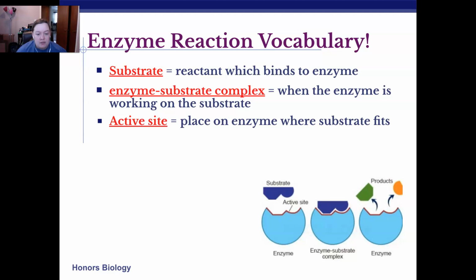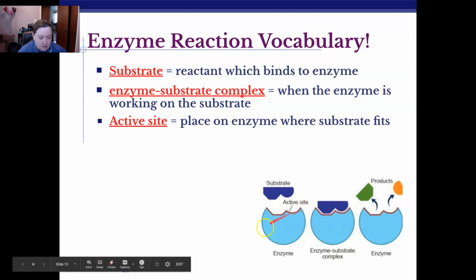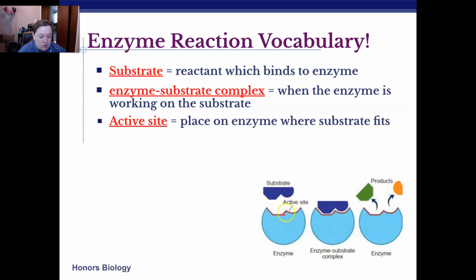The active site is the place on the enzyme where the substrate fits. And this is the part that's going to have the special shape. So on our enzyme here in blue, you can see the little red line, and it has a special shape that fits perfectly with the substrate. This special shape is where the enzyme is active and does a job. So it's called the active site.